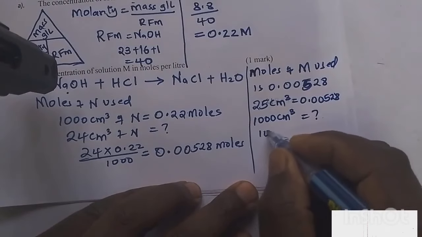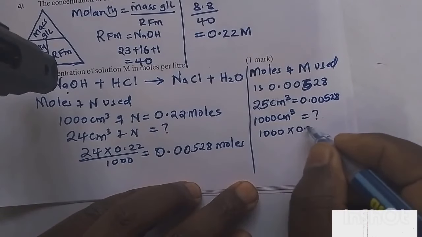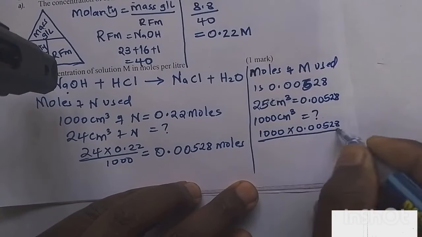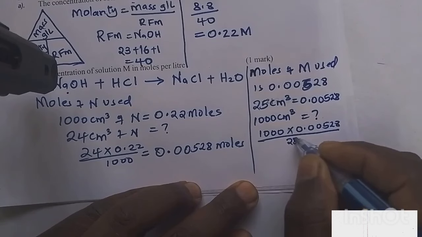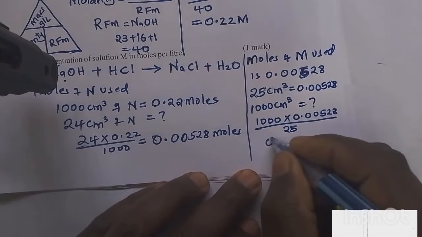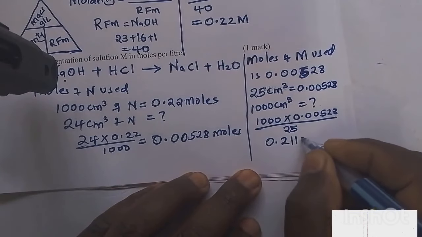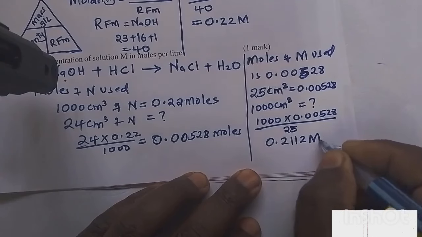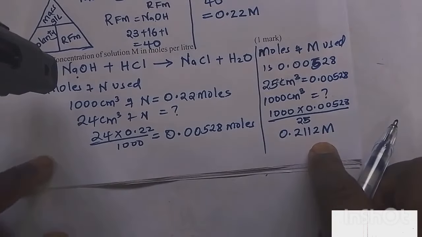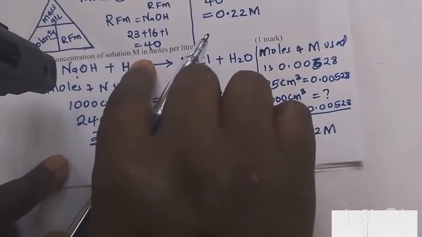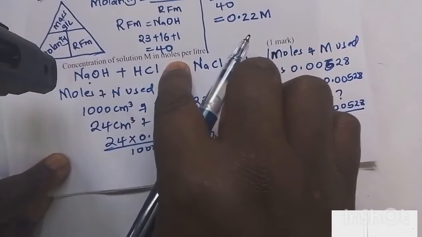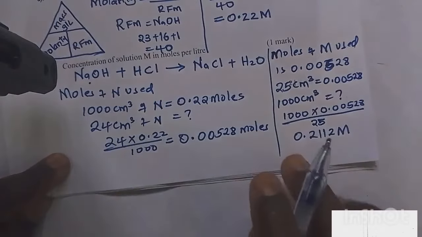Now it is 1,000 times 0.00528. You divide by 25. And this one will give us 0.2112. Capital M stands for the molarity. So this is the molarity of solution M. That is the concentration in moles per liter. It is called molarity.